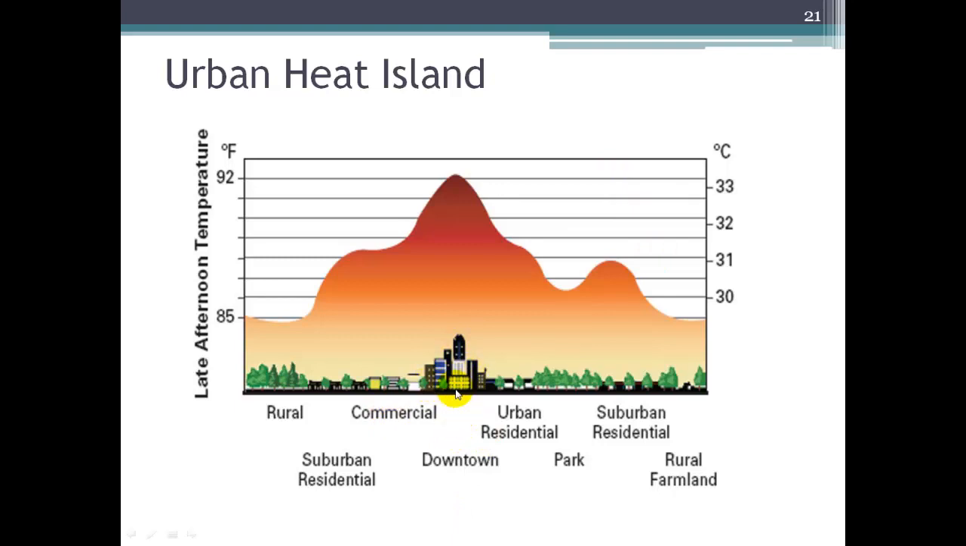Other reasons are the blacktop materials. We've replaced a lot of the natural ground with blacktop or concrete, which has very different properties than Earth has. It stores heat quicker, it heats up to higher temperatures, and it emits that energy throughout the course of the day. So this is called the urban heat island effect, and you can read more about it in the textbook.